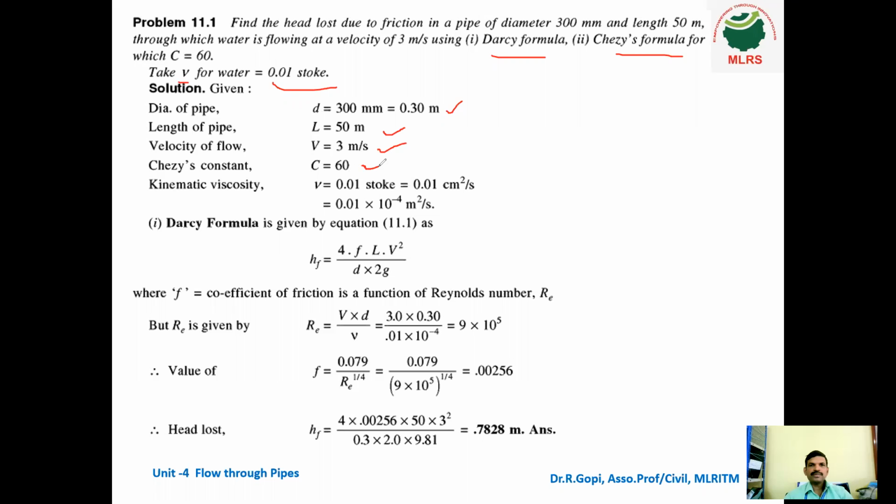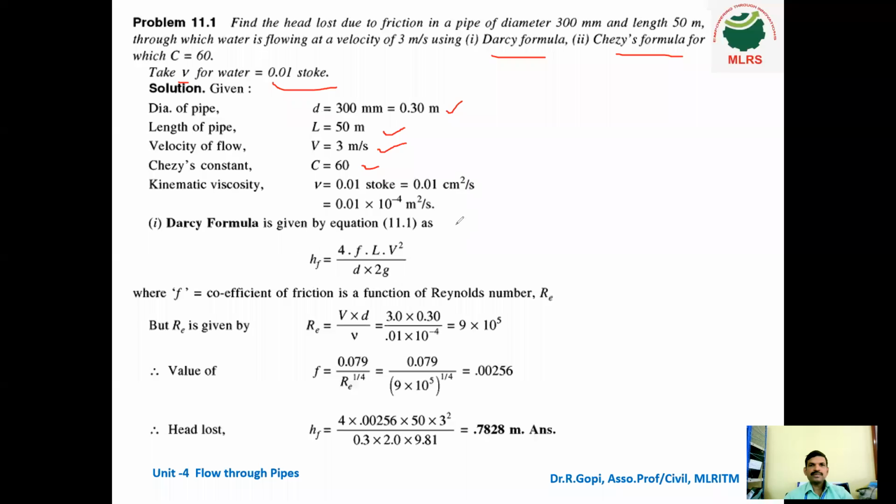Chezy's constant C is equal to 60 and kinematic viscosity is 0.01 stoke. I am converting it into meter square per second because all the values I am substituting are in terms of meter per second only. So 0.01 into 10 power minus 4. So these are all the data given. So let us see first Darcy's formula. So what is the Darcy's equation?